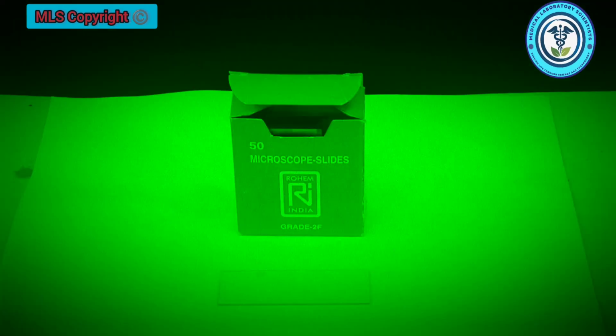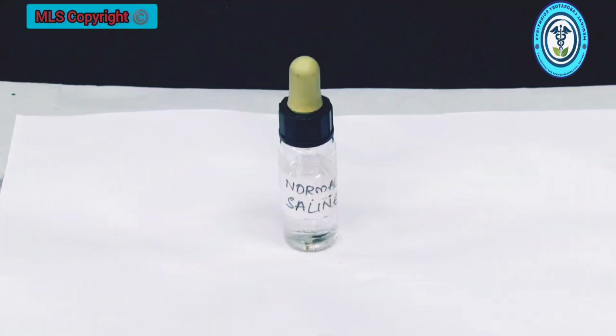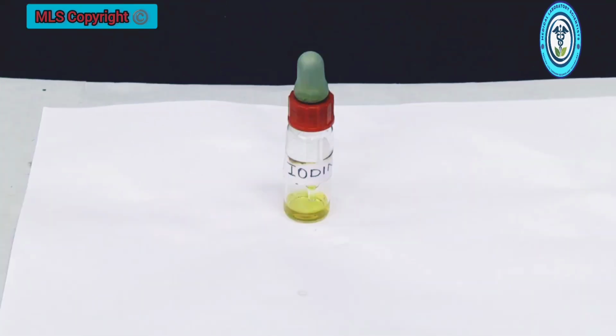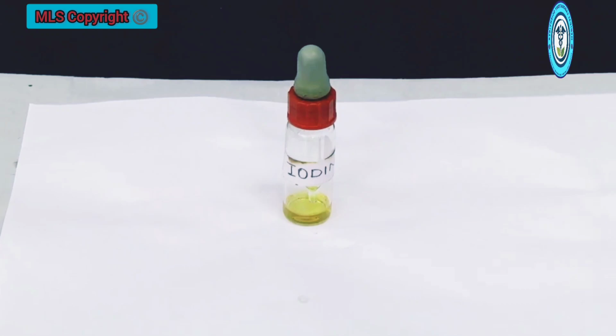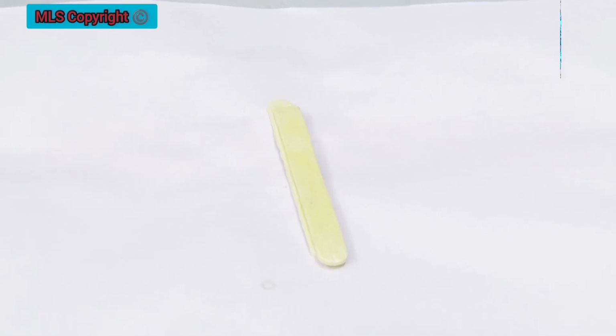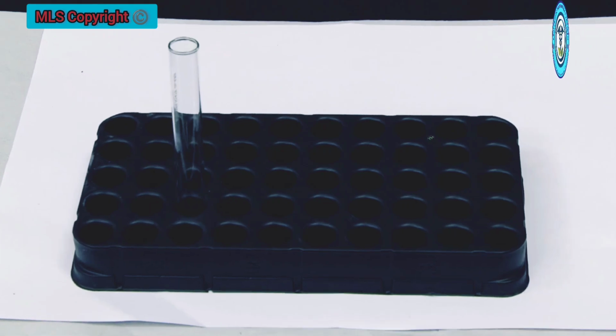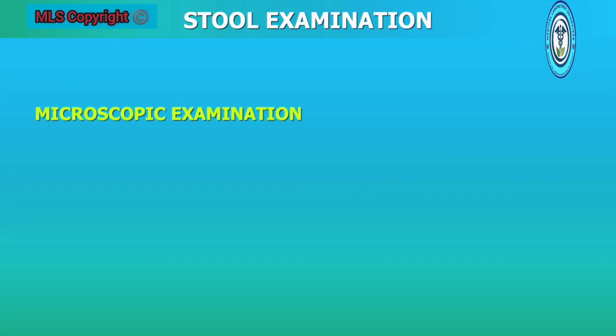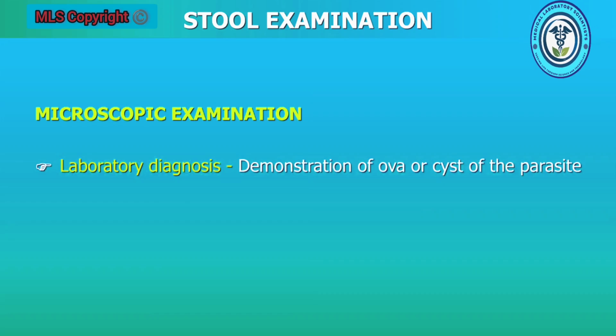Equipment: glass slides, normal saline, Lugol's iodine, saturated saline solution, applicator sticks, test tubes. Microscopic examination. The laboratory diagnosis of most parasitic infections is by the demonstration of ova and cysts of the parasite in the stools of the infected person.